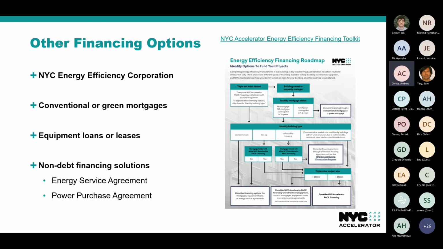mid-cycle. So you might have an existing mortgage, and you can use these loans on top of that. But if you are at the end of your capital cycle and you're ready to refinance your mortgage, by all means, putting this scope of work for energy efficiency within the mortgage is a good option, and some of the lenders even have green mortgages, which allow you to borrow a little bit more because of the savings that they will create. We also have equipment loans and leases for those specific purposes, less of a whole building approach. And then there's the non-debt financing solutions.